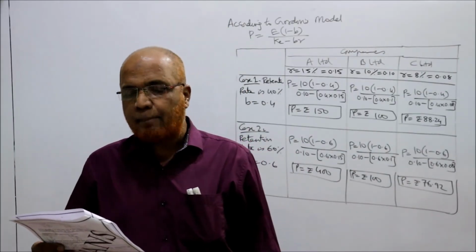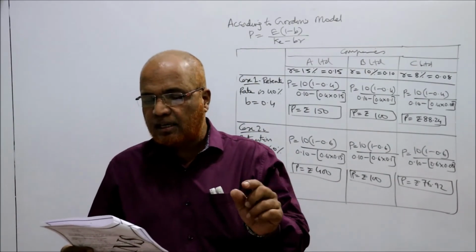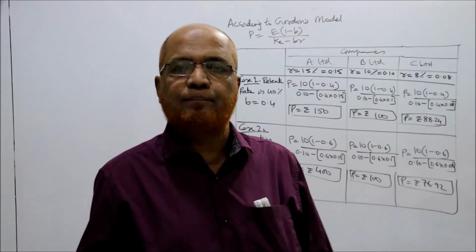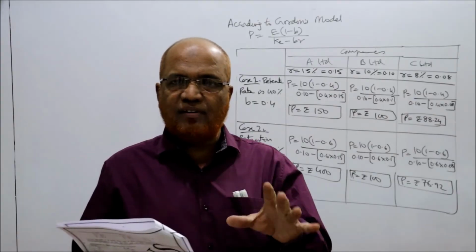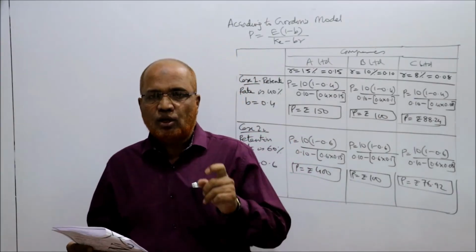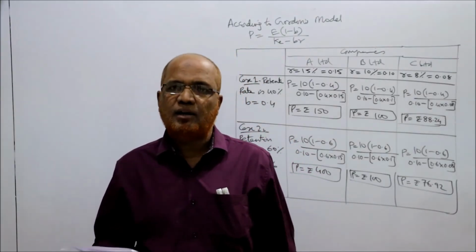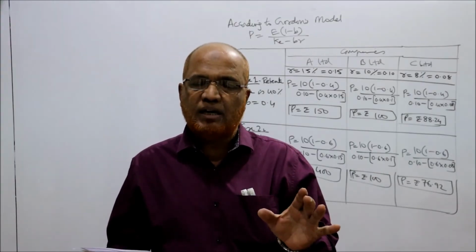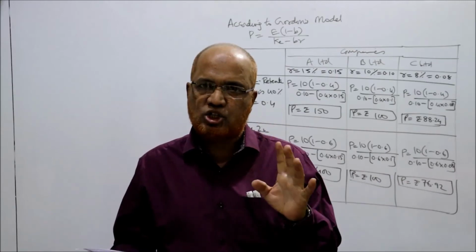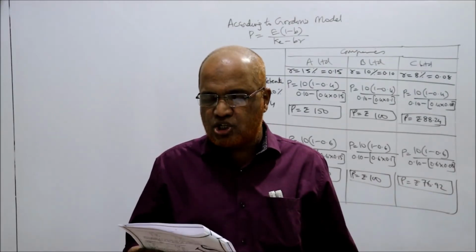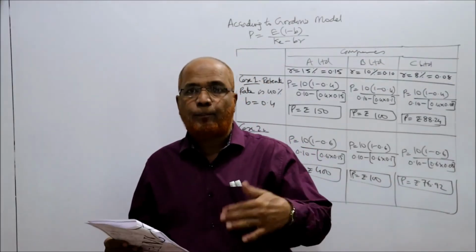ABC Limited has a capital of rupees 10 lakhs in equity shares of rupees 100 each. The total capital employed is 10 lakh. The face value of each share is 100. So 10 lakh divided by 100 you will get 10,000. The company is having 10,000 shares of rupees 100 each. That is the point. Shares are currently quoted at par.